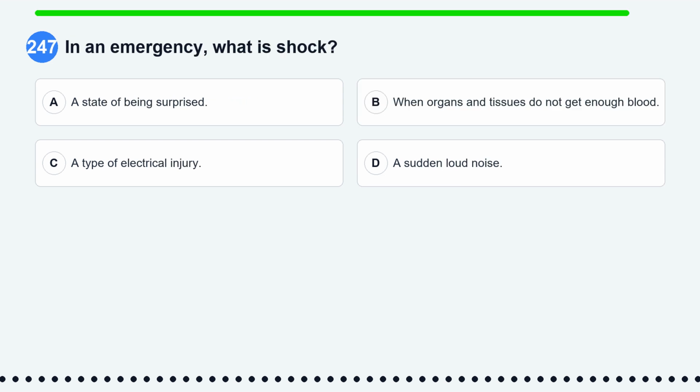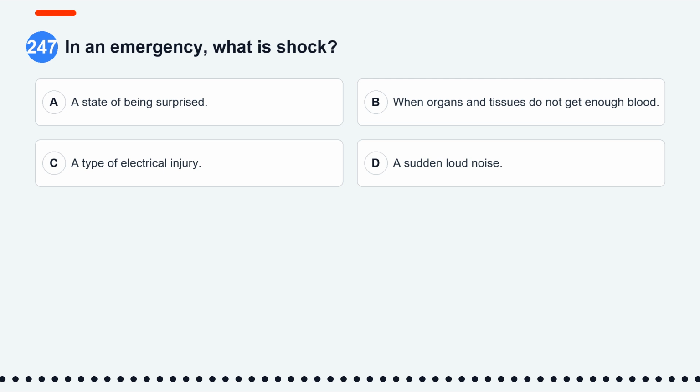Question 247. In an emergency, what is shock? Option A. A state of being surprised. Option B. When organs and tissues do not get enough blood. Option C. A type of electrical injury. Option D. A sudden loud noise.